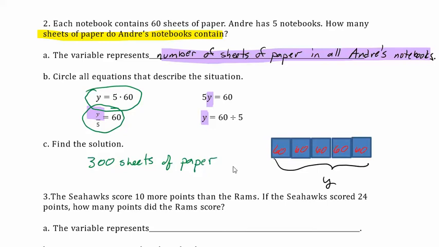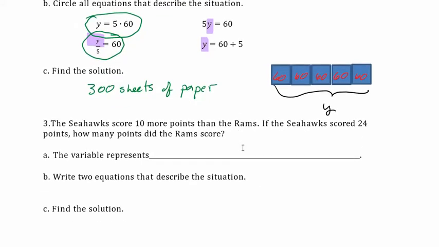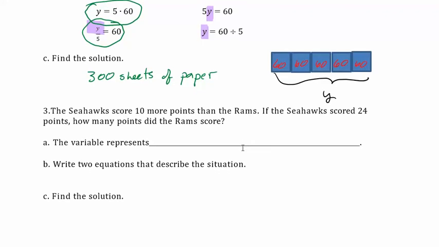All right, let's take a look at number 3. The Seahawks score 10 more points than the Rams. If the Seahawks score 24 points, how many points did the Rams score? So go ahead, pause the video, and work this one all out on your own, and then unpause it when you're done. Do the whole thing.